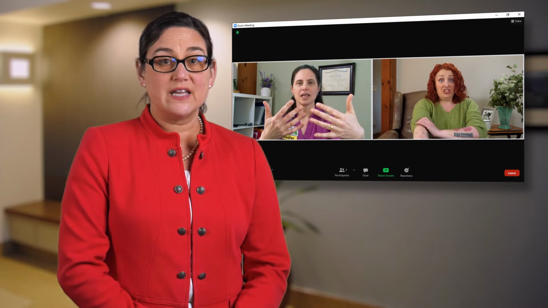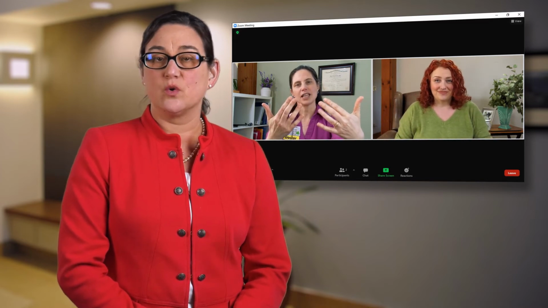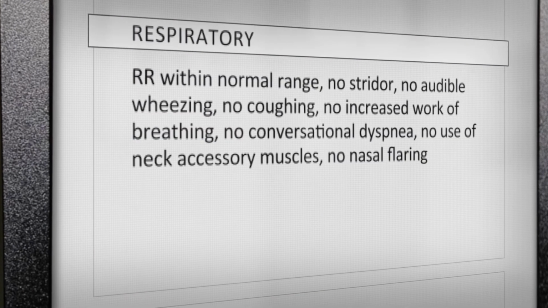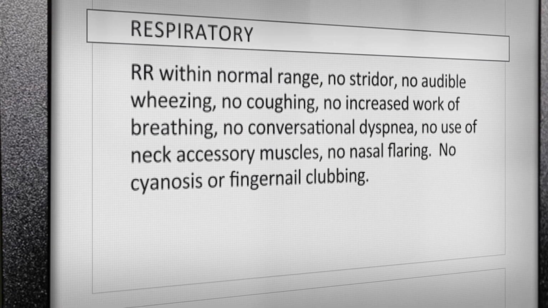Listen carefully for stridor, audible wheezing, and coughing. Observe the patient's work of breathing, and check for use of neck accessory muscles, cyanosis, or clubbing of the fingertips. As you can see, you can educate the patient during the exam by explaining what you're looking for. Standard nomenclature and acronyms should be used in your documentation.